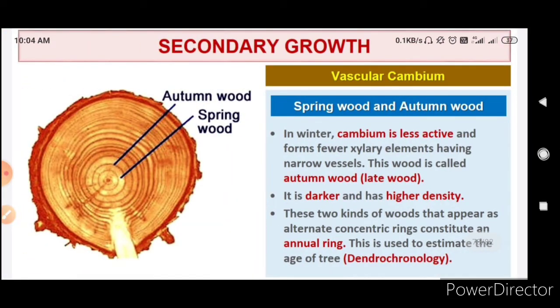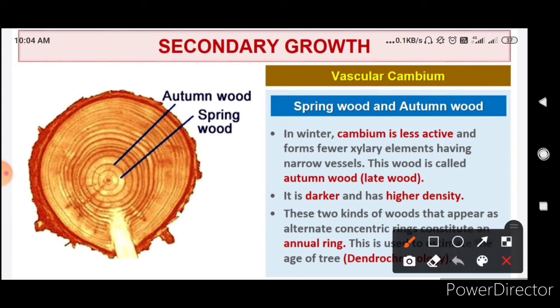In winter, cambium is less active, and forms fewer xylary elements having narrow vessels. This wood is called autumn wood. Autumn wood is darker in color and has a higher density, because the cavities are very small. These two kinds of woods that appear as alternate concentric rings constitute an annual ring. This is used to estimate the age of the tree.